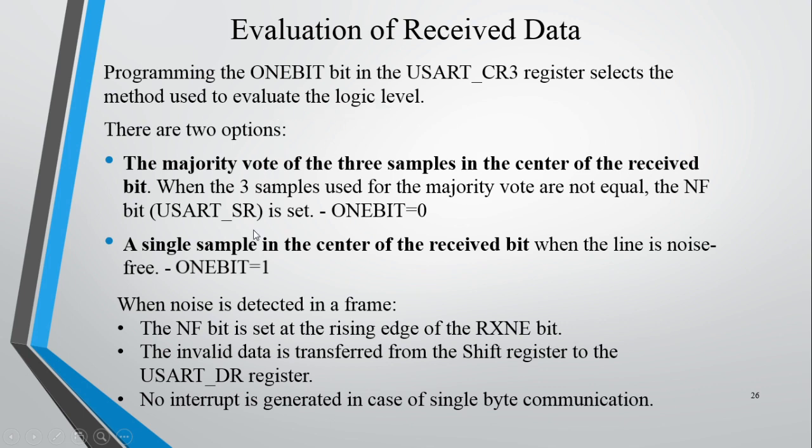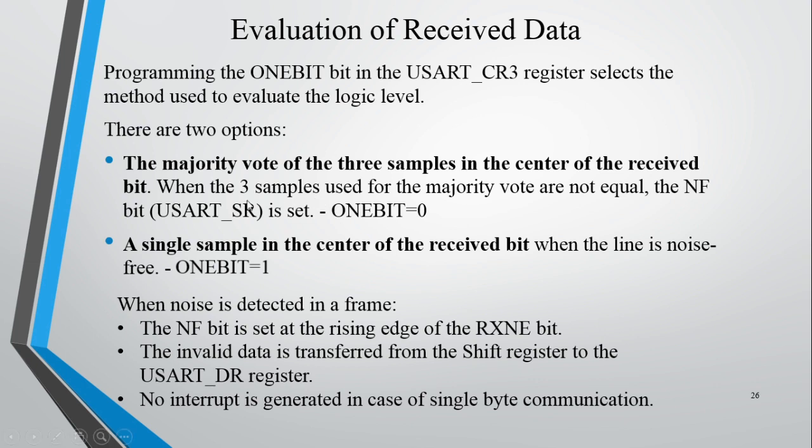So there are two options possible. One is known as majority voting of 3 samples in the center of the received bit. I told you each bit will be sampled 16 times or 8 times, and 3 samples of the single bit can be used in the majority voting method. That is the first method of evaluation of received data. So what do you mean by majority voting of 3 samples? When the 3 samples are received, if all the 3 samples are equal, then it is identified as valid data.